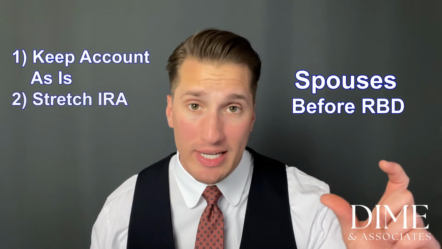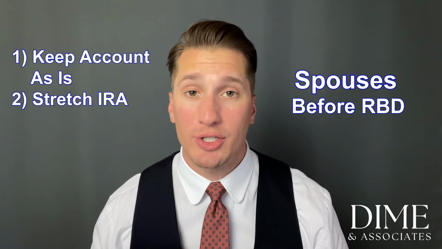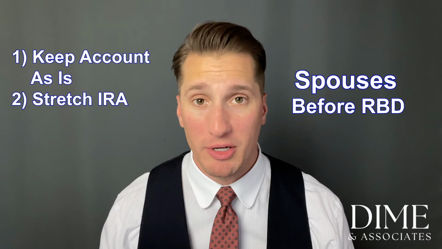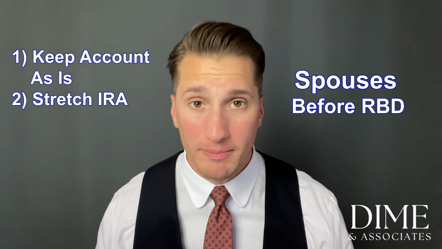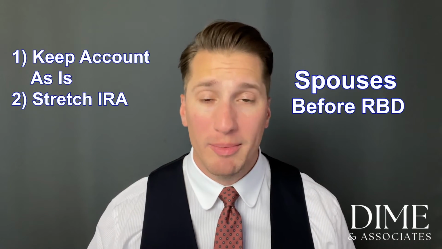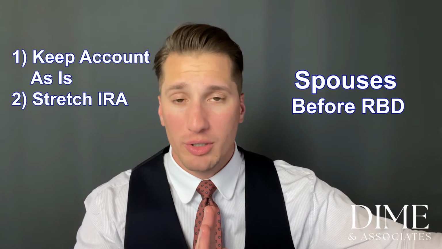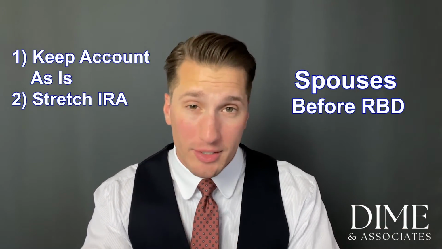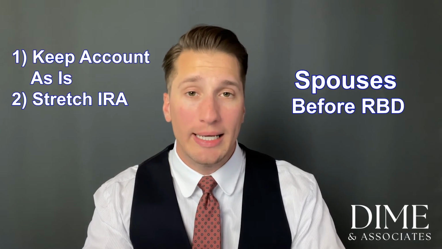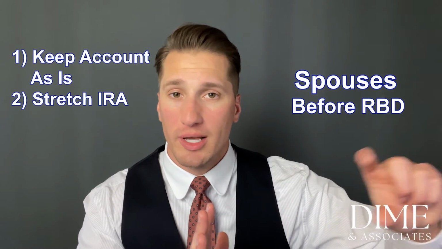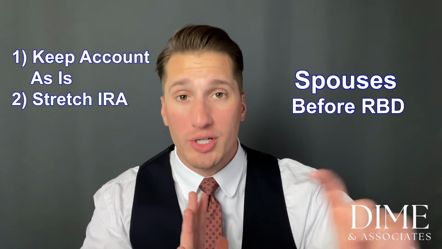They can leave the account titled as an inherited account and then start immediately taking out required minimum distributions based on their own life expectancy. This strategy is called a stretch IRA because the beneficiary is stretching out required minimum distributions, oftentimes before they'd actually need to start taking them out, but they're stretching out taking the distributions over their lifetime. They're stretching out the IRA.